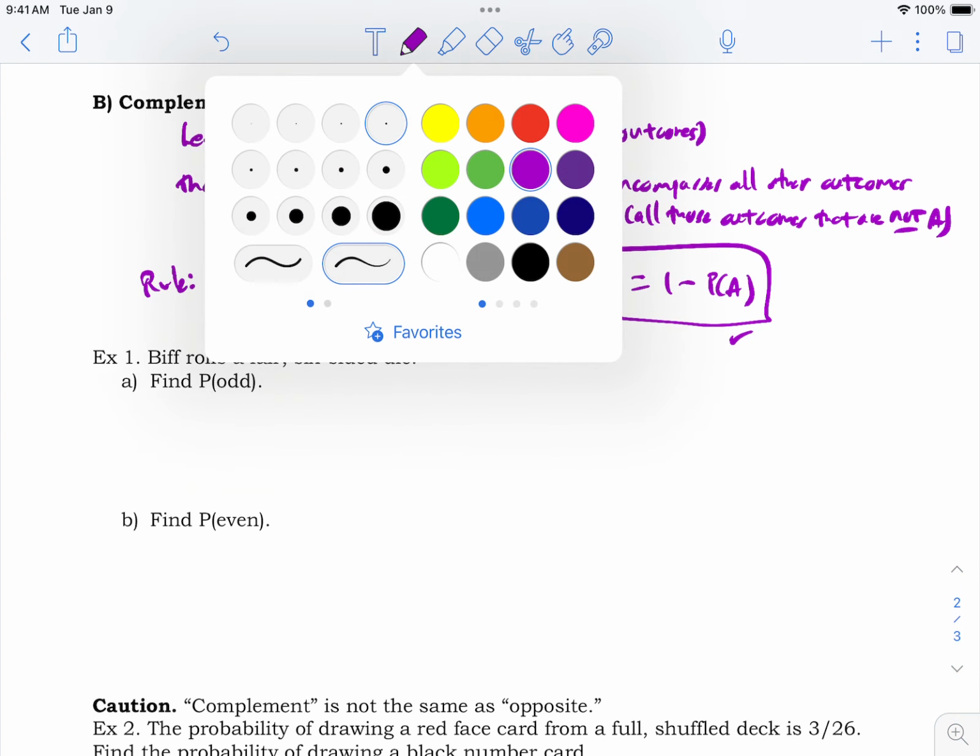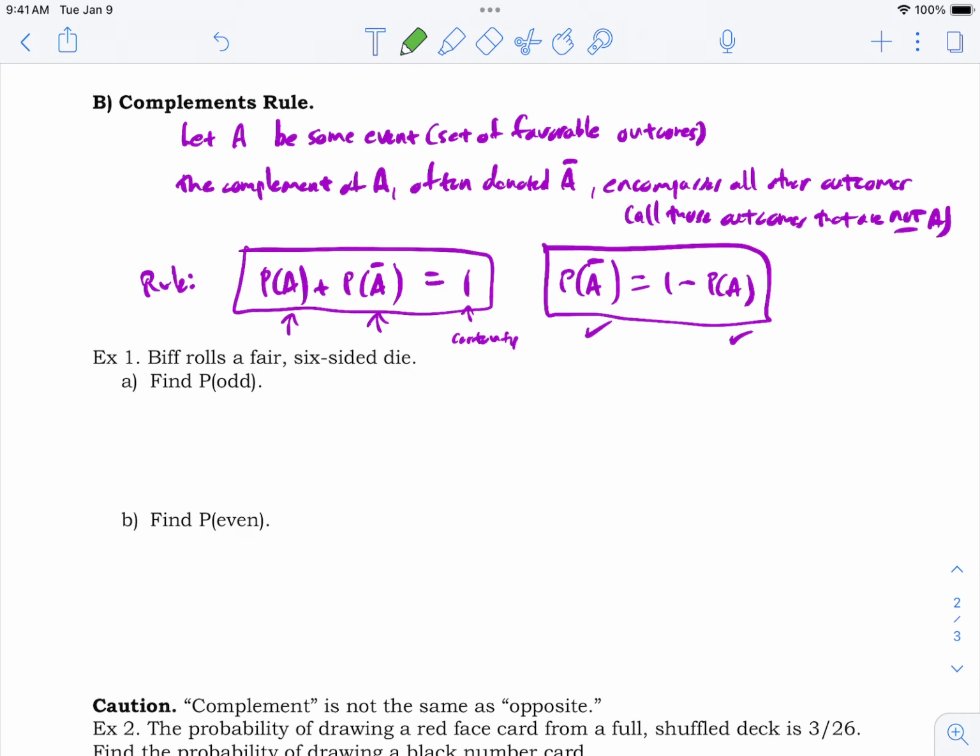Change colors. Let's do green again. Biff rolls a fair 6-sided die. Fair, again, is just a shortcut way of saying all outcomes are equally likely. So a 6-sided die has numbers 1, 2, 3, 4, 5, 6, one on each face. Find the probability of an odd number. Well, you add up the number of odds over the total number. That's odd, that's odd, that's odd. So you get 3 odds out of 6 total outcomes, which is a half.